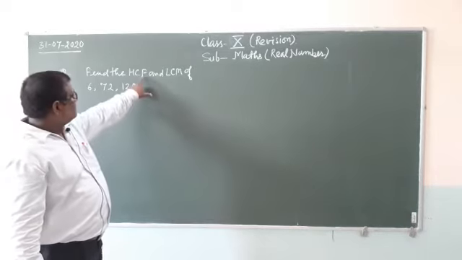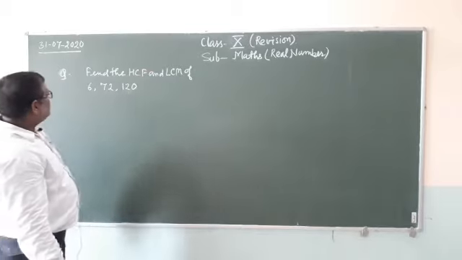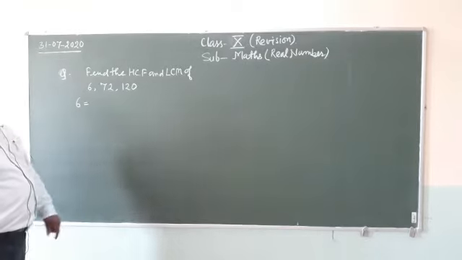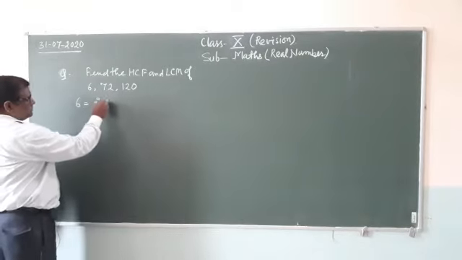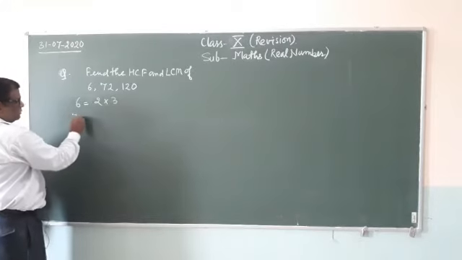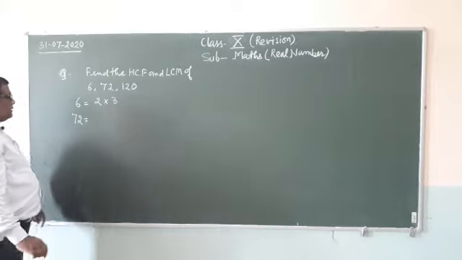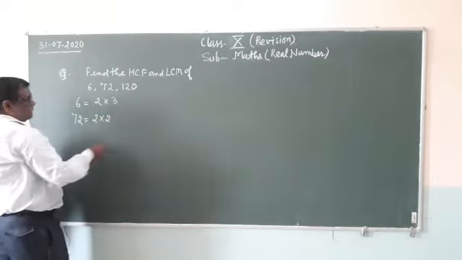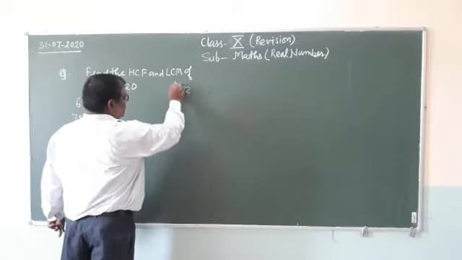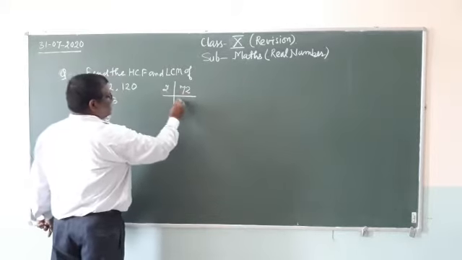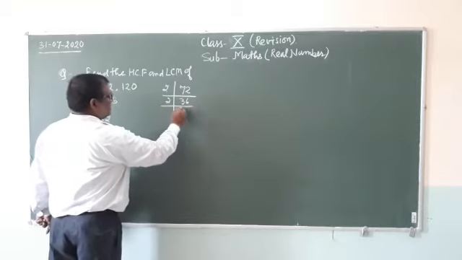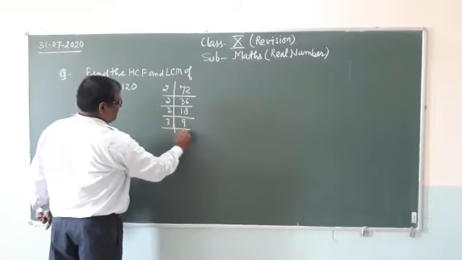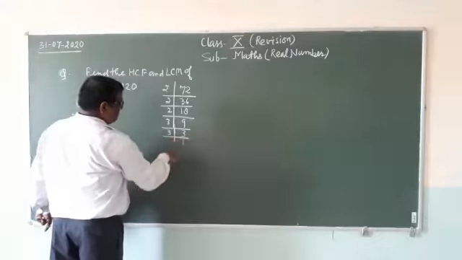Now first of all, we have to find the HCF. The factor of 6 is 2 into 3. And now 72: we have to find this by the division method. 2, 36; 2, 18; 2, 9; 3, 3; and 3, 1.